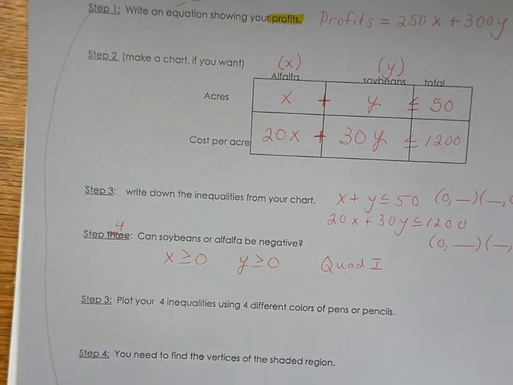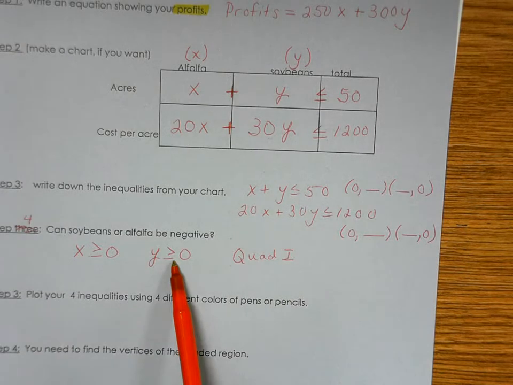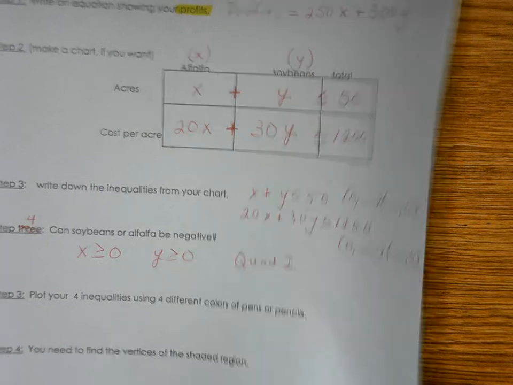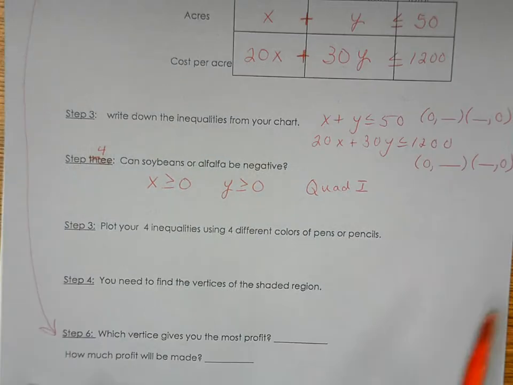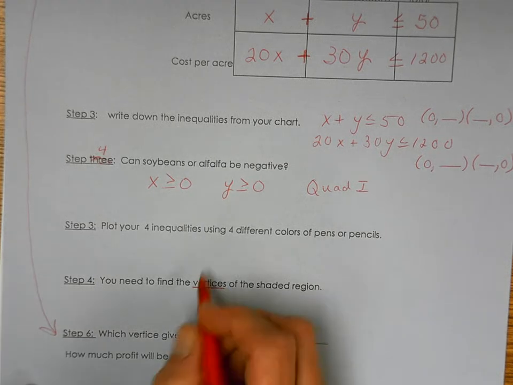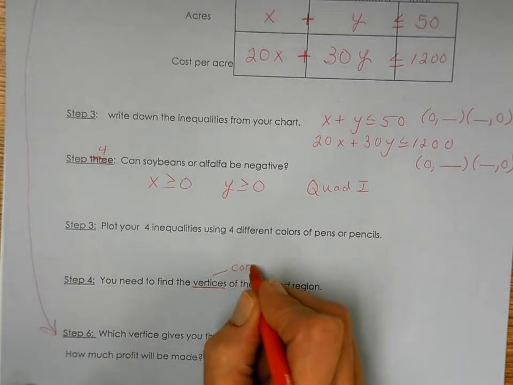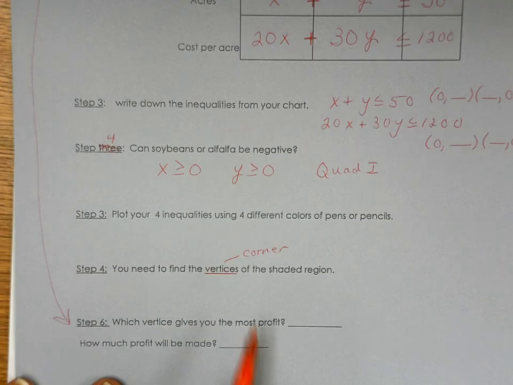So now what you're going to do is plot your 4 inequalities. So you've got this one, this one, this one, and this one. And then you're going to have an area. It's going to be a quadrilateral. You're going to have to find each vertice. Okay, now a vertex is a corner. And then right here, you're going to write down your 4 corners.